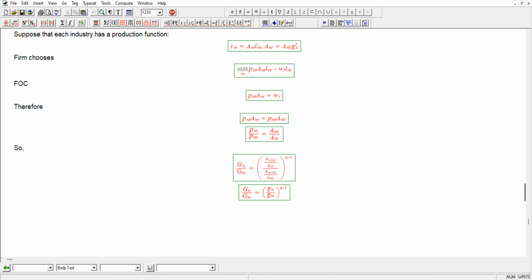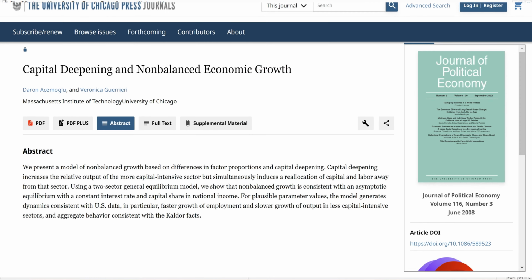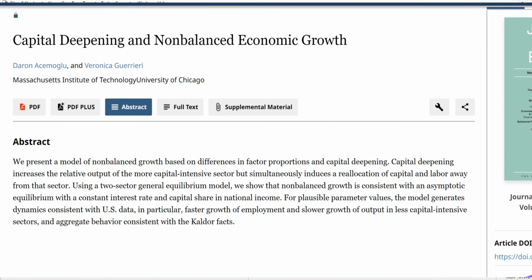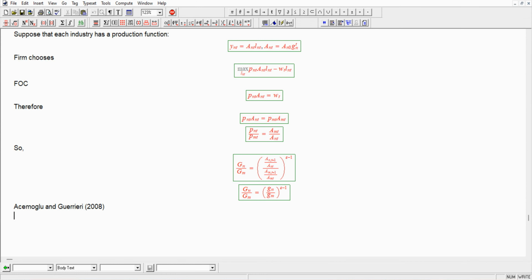Another example of price effects that doesn't necessarily have to do with productivity growth is Acemoglu and Guerrieri, where the mechanism is also due to productivity growth, but also there are differences in factor shares across industries. So for example, if you are a capital scarce country, the interest rate might be higher, and that makes goods that are capital intensive more expensive.